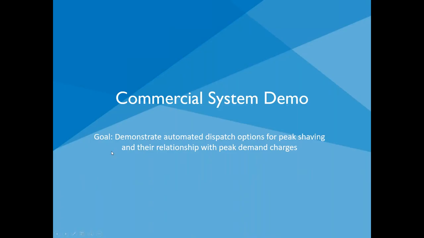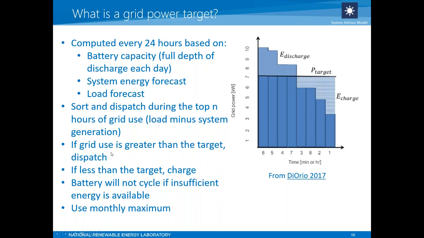And so this is telling the battery basically when to dispatch and when to charge on given days. For a little bit more detail on how that's calculated, it's computed every 24 hours in behind the meter systems. It's based on the battery capacity. The algorithm is targeting a full depth of discharge each day. It looks at the forecast of system energy, in this case from the PV array, and then also the load forecast for the building.